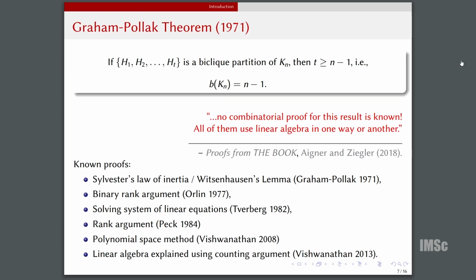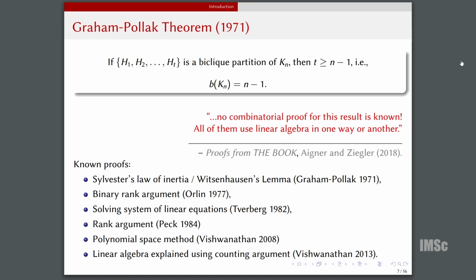And there is a proof based on setting up a system of equations and trying to give a proof by contradiction, saying if there is a solution, that gives you a contradiction. There is a proof based on the polynomial space method. So essentially the idea is you look at the space of polynomials as a vector space, and Vishwanathan gave a proof where he tries to replace the linear algebra part of the proof using a counting argument.